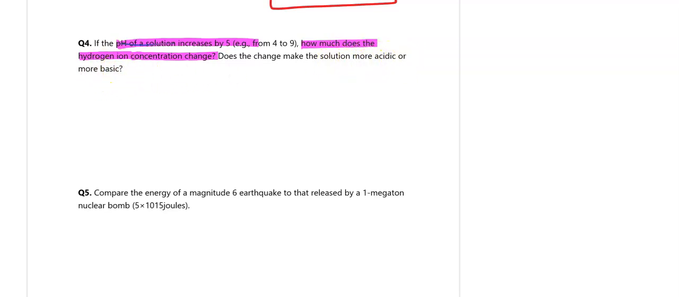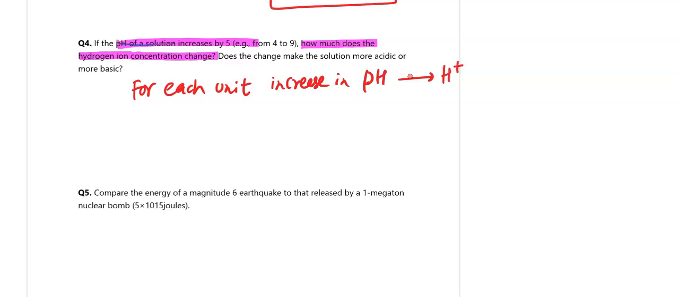That's the question. If you increase the pH, hydrogen ion decreases. So here's the thing. For each unit increase in pH, the hydrogen ion, we call H+ a hydrogen ion, okay? It's called hydrogen ion. Hydrogen ion decreases by a factor of 10.